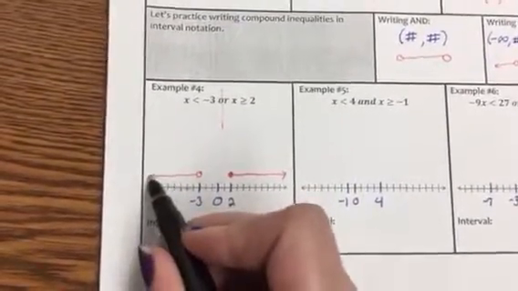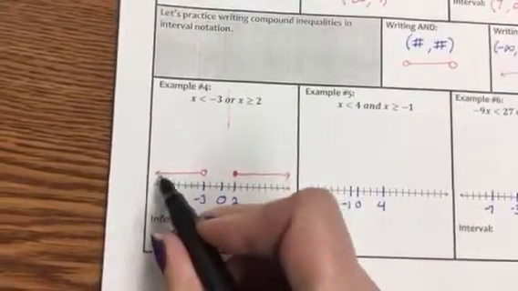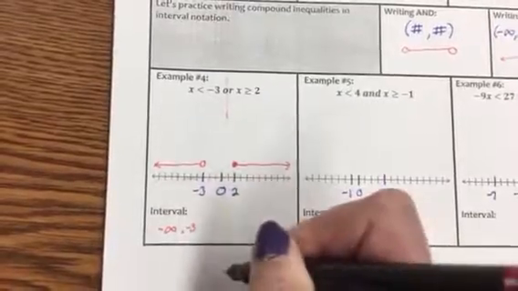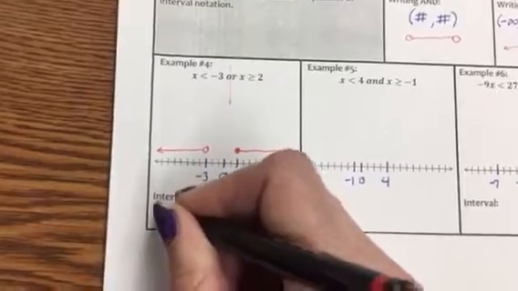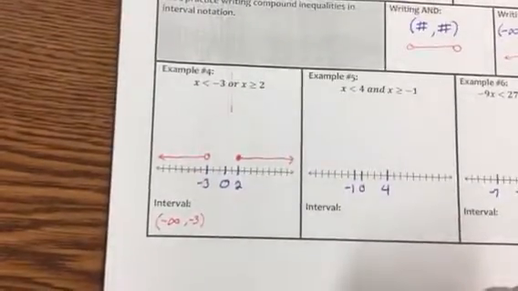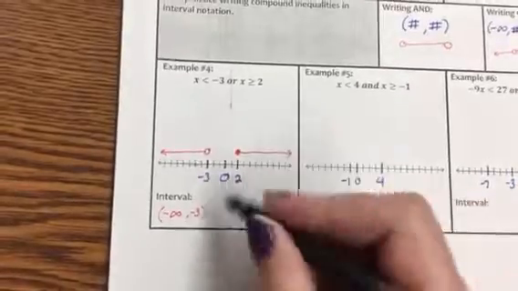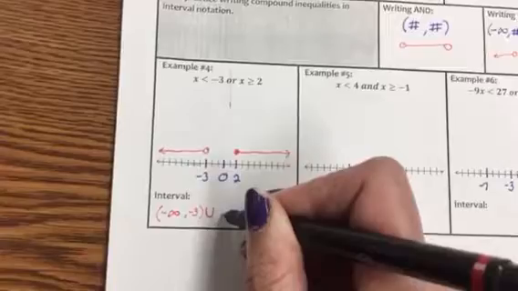So the very least thing that we can have is negative infinity. And this goes all the way until we get to this number, which is negative 3. -3 is going to get a parenthesis because we have an open circle. Infinities always get parentheses. Now, since we have another shaded region over here, we're going to have to use that weird U for union.